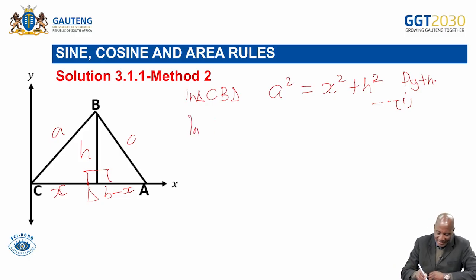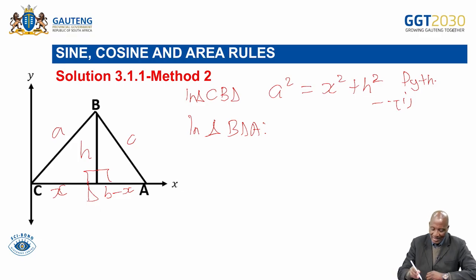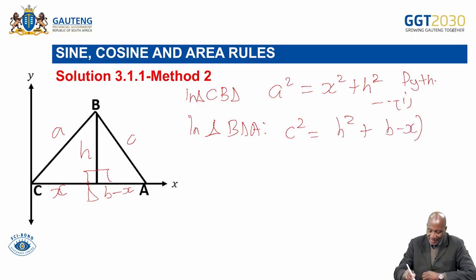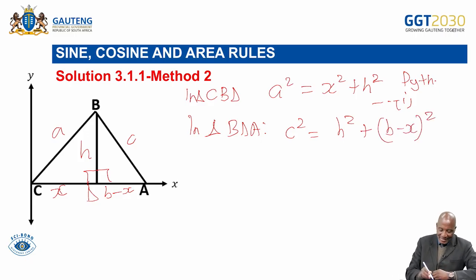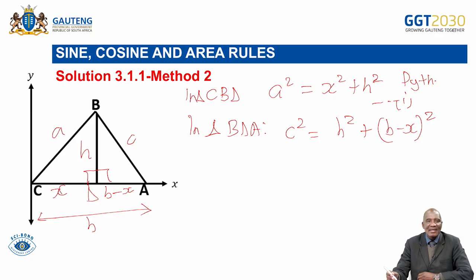Then in triangle BDA, BDA again is a right angle triangle. What do you notice? Our c squared equals h squared plus (b minus x) squared. Remember what I said, the whole of this length is b. So if we cut out x units, the other side will be b minus x. If you add x plus b minus x, it goes back to b. The whole length was b, but we're subtracting x, which is CD. What remains is b minus x.